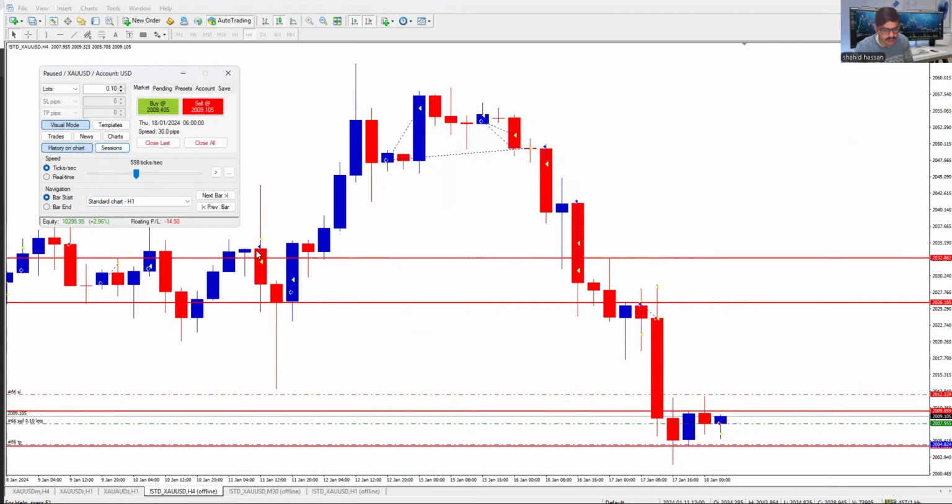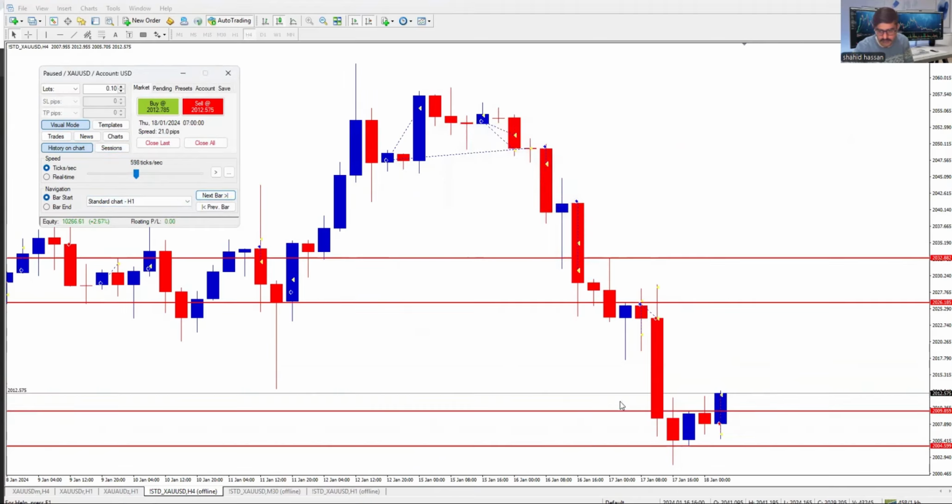Our SL is done here, but what is the market? This trade is almost closed. So we will close our full trade here as well and wait for the next setup to form. Its major range is running from here to here. So next, let's see what the market does.